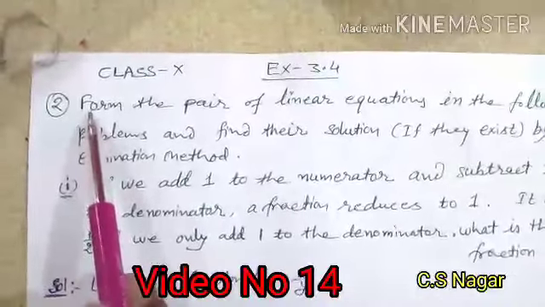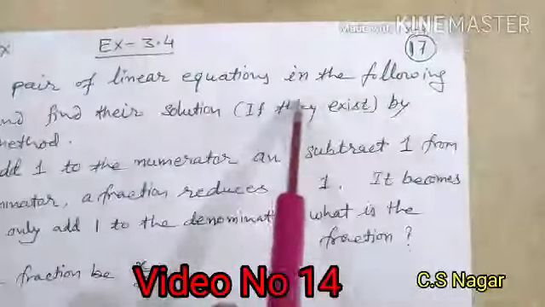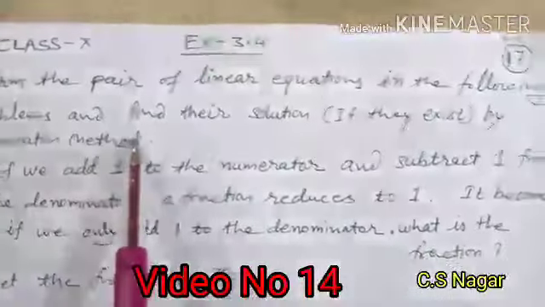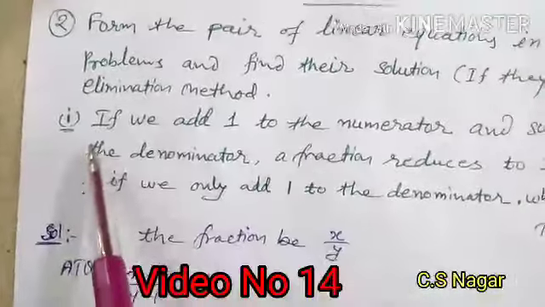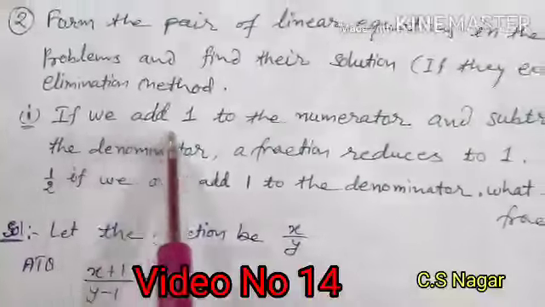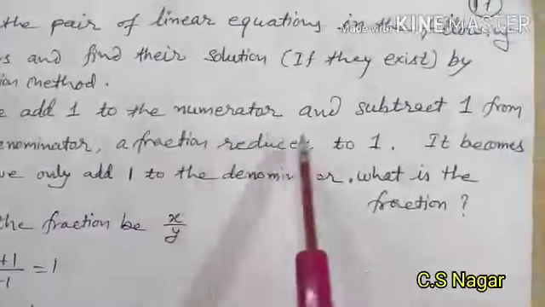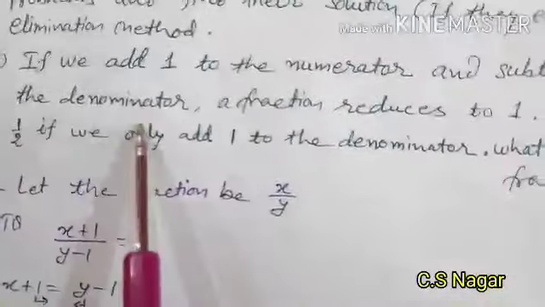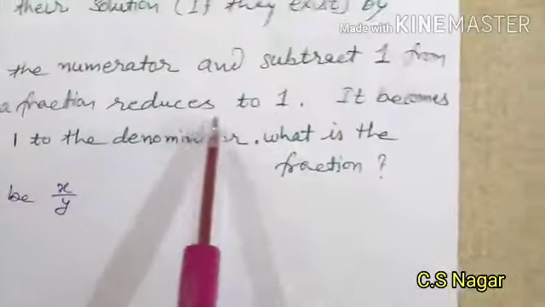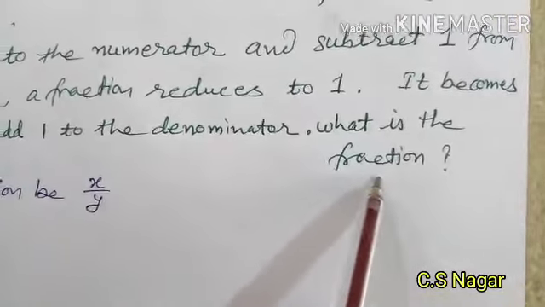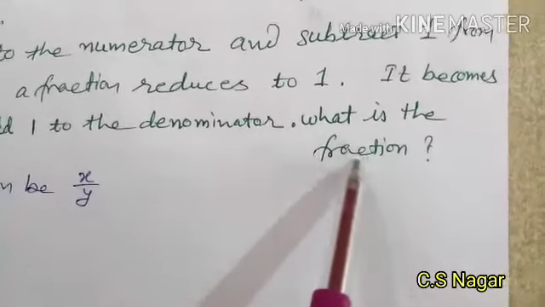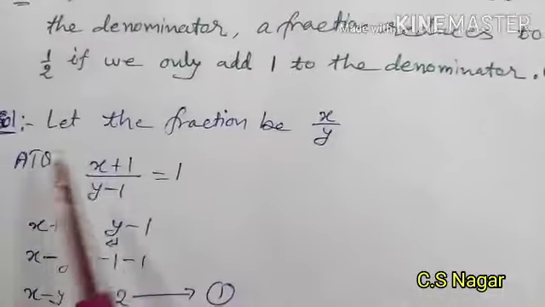The second question is: form the pair of linear equations in the following problems and find their solution, if they exist, by the elimination method. So first part: if we add 1 to the numerator and subtract 1 from the denominator, the fraction reduces to 1, and it becomes 1 by 2 if we only add 1 to the denominator. So what is the fraction? So we start from here. What is the fraction? So let the fraction be x upon y.